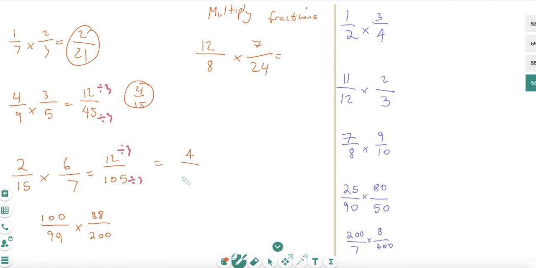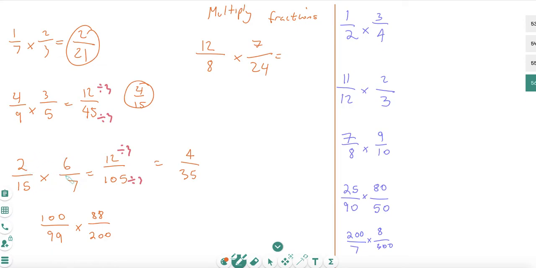105 divided by 3 is 37, I believe. No. 35. Okay, and that's how you do it. Now, it's just top times top, bottom times bottom.